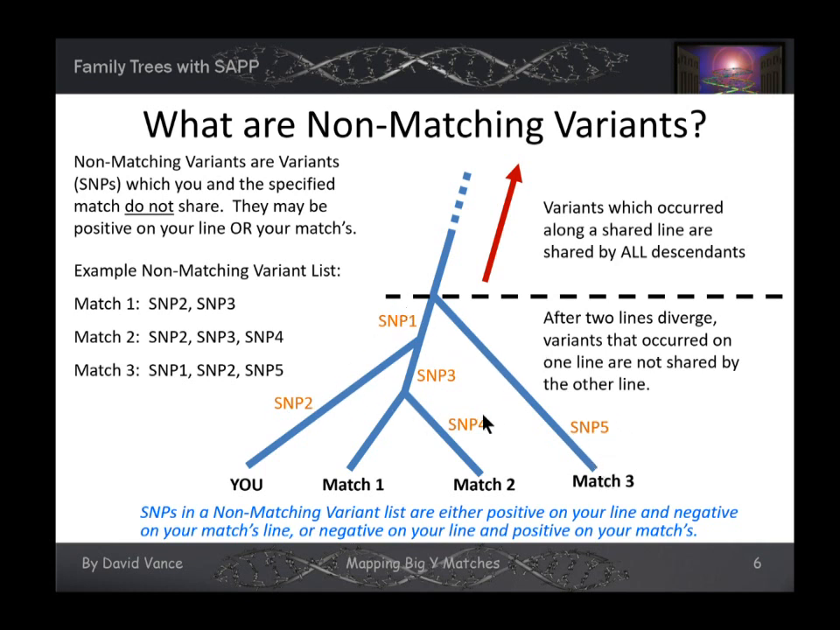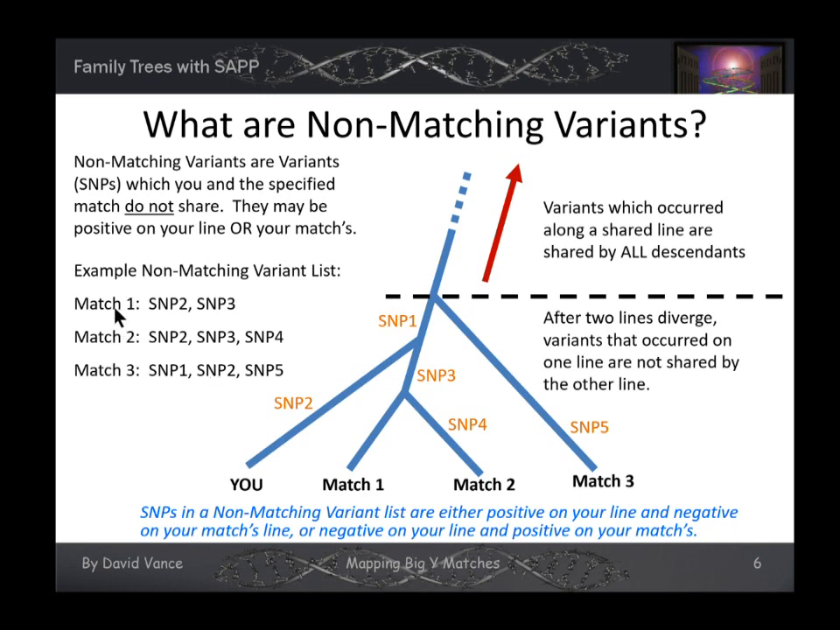So when you put all these together, you have to have a variant on one list that's either positive or negative, and a variant and the opposite on the other list. That's how you know that it's non-matching, because it's occurred in one place and not the other. So between match 1 and 2, SNP4 is a non-matching variant because it only appears on match 2's list. And that's how you end up with this list here.